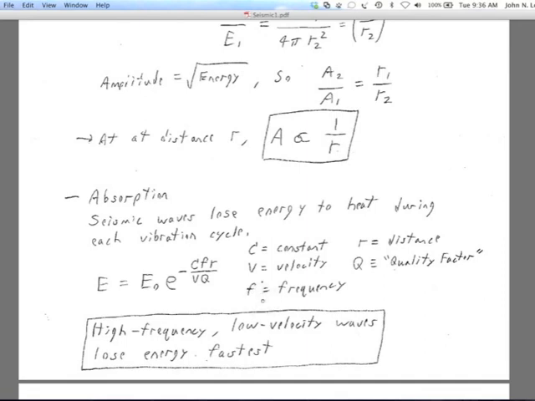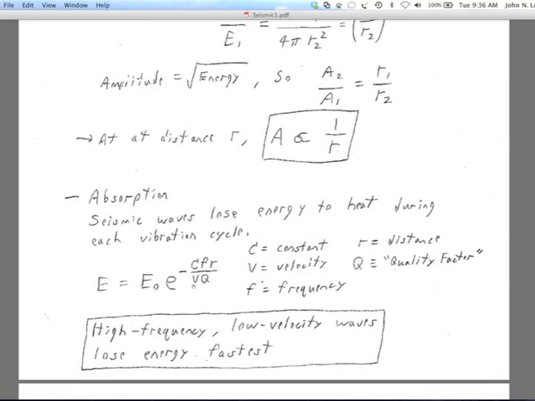As frequency goes up, to travel the same distance there are more cycles, and maybe 1% of the energy is lost to heat during each vibration cycle. So as the frequency goes up, being in the numerator of the negative exponent, the energy goes down. What's in the denominator? v. This is the velocity property of the rock, whichever wave we're looking at, S wave or P wave.